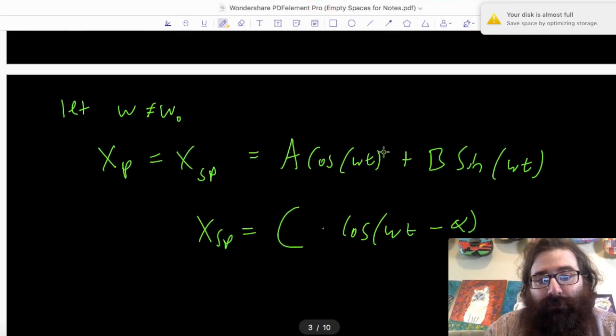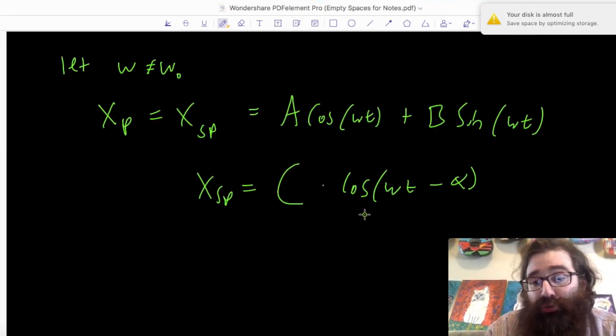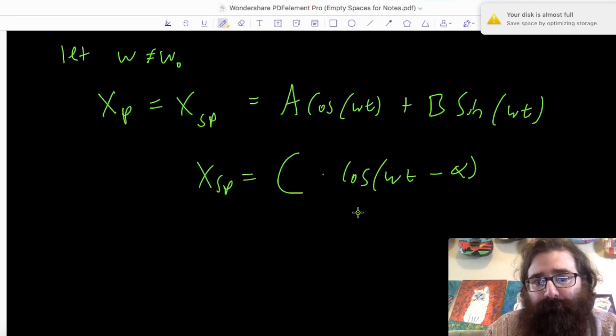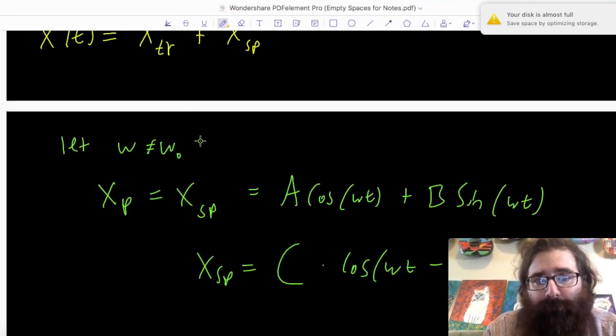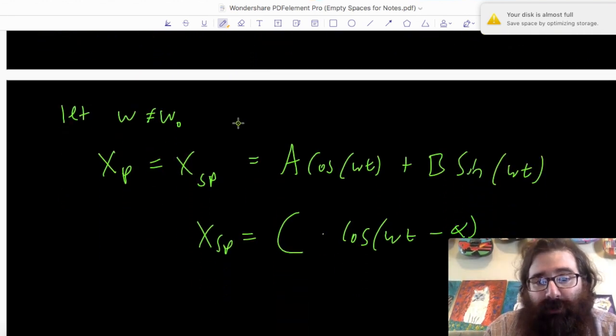Whereas as t goes to infinity, this piece shouldn't die off. It's going to keep oscillating. This is going to dictate the behavior. So that's a little bit behind the nomenclature. Why do we refer to these as transient and steady periodic solutions?